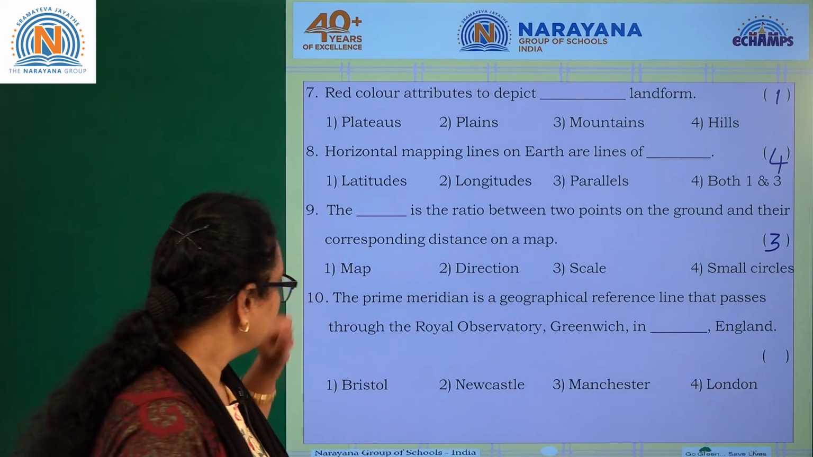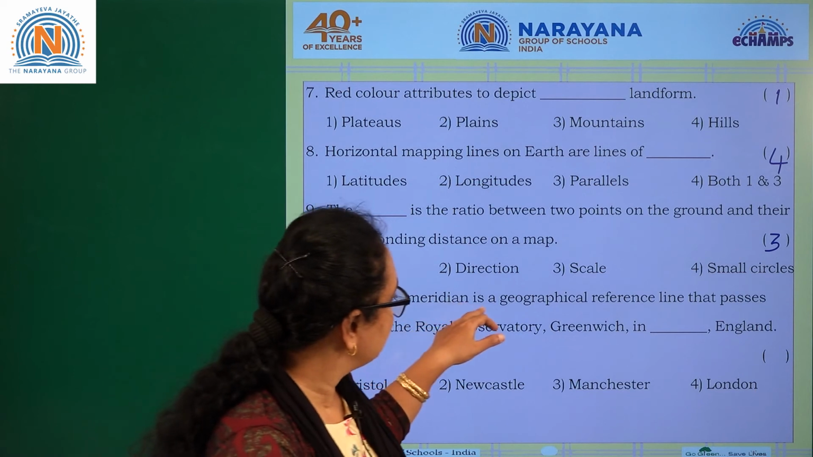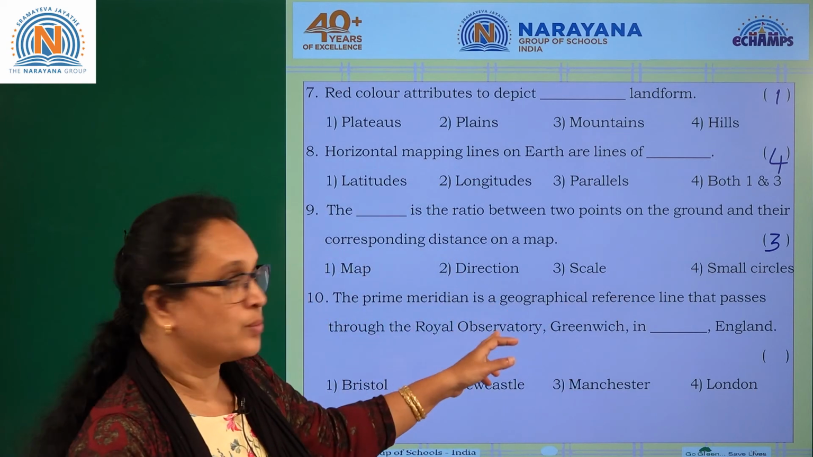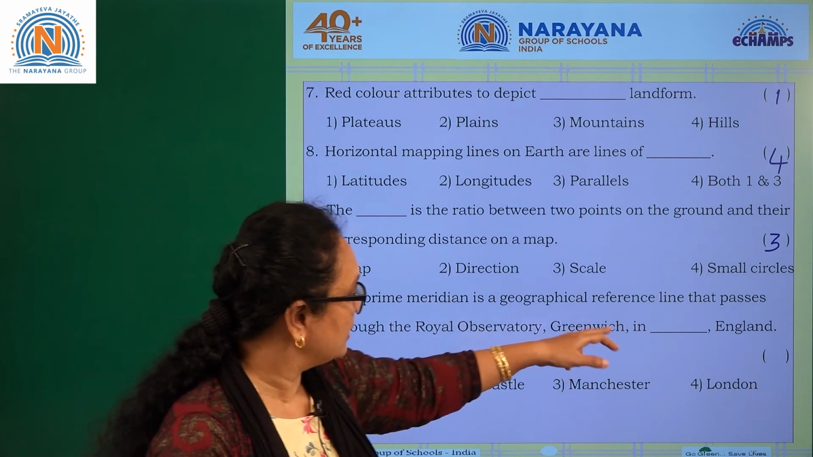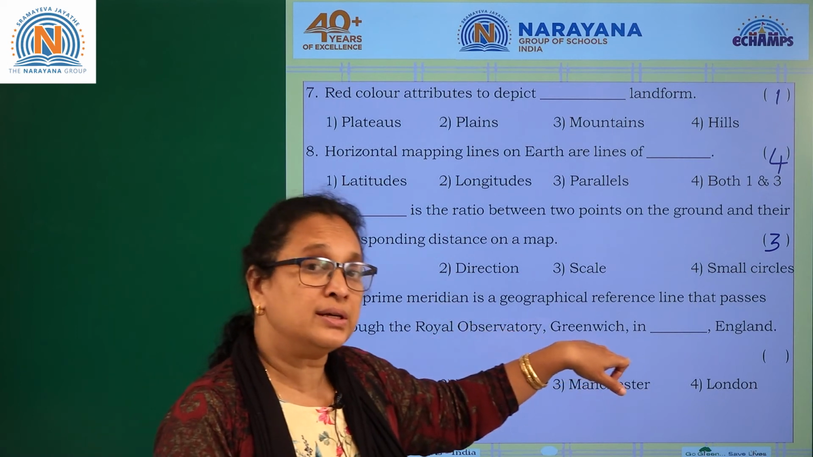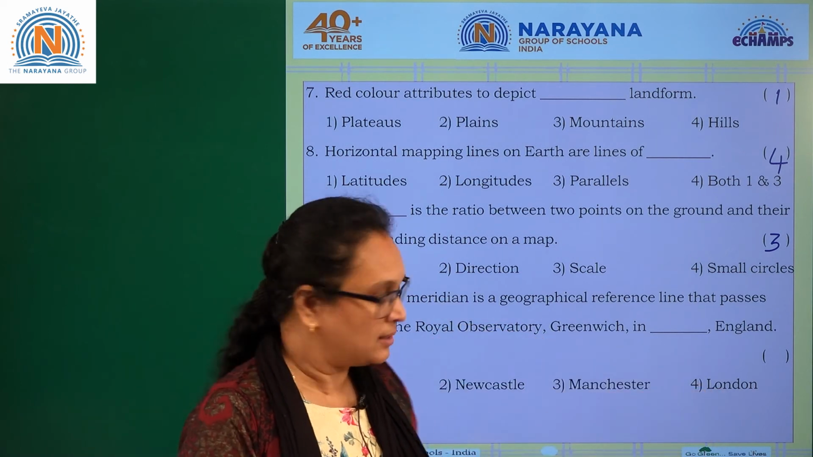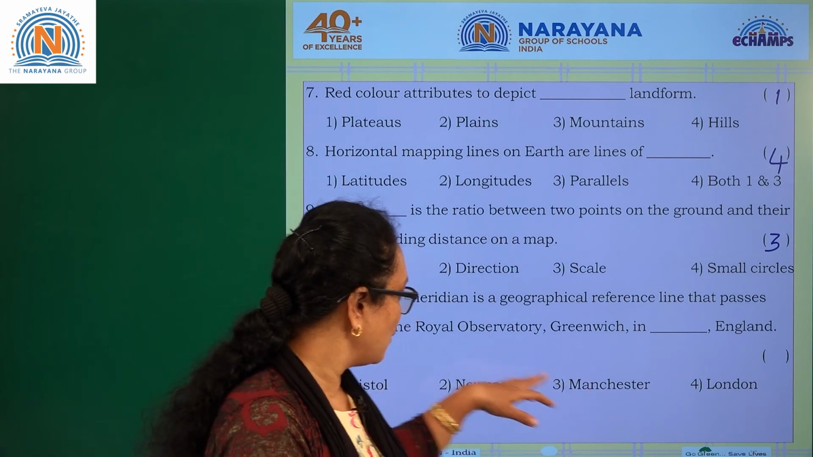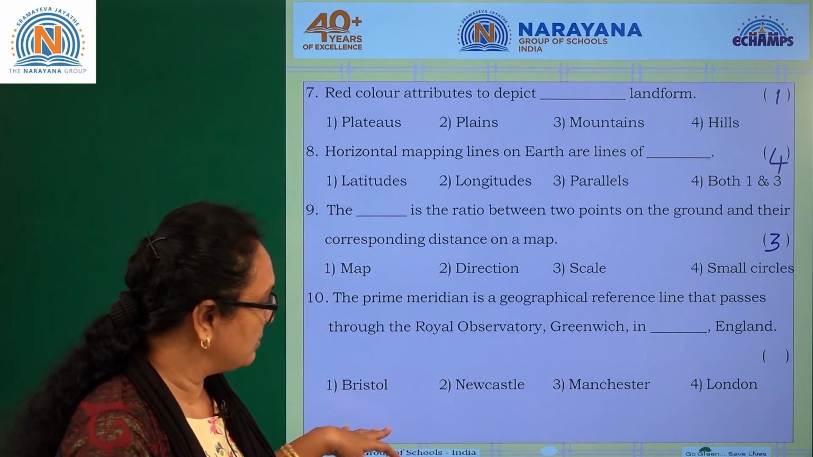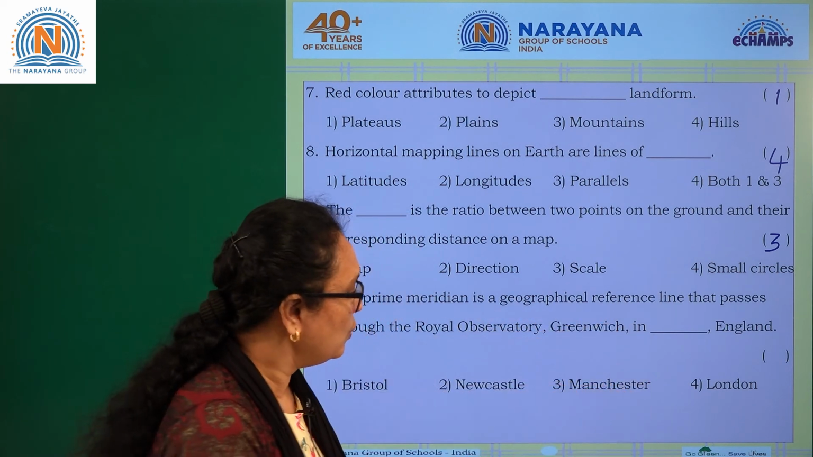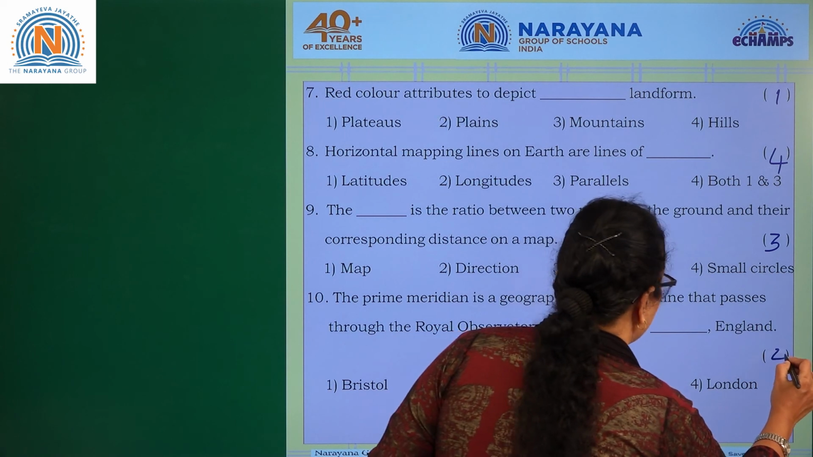10th one, the prime meridian is a geographical reference line that passes through the Royal Observatory, Greenwich in dash in London. So where is Royal Observatory? Royal Observatory, it is in London, which is in England. Okay, so Bristol, Newcastle, Manchester, these all are places in England, all famous. So the Greenwich meridian passes in London. So 4 is the answer.